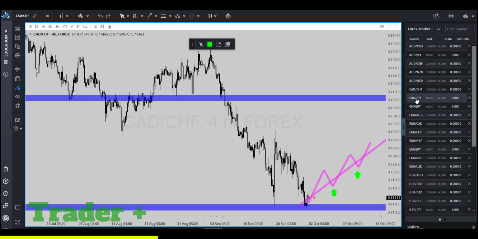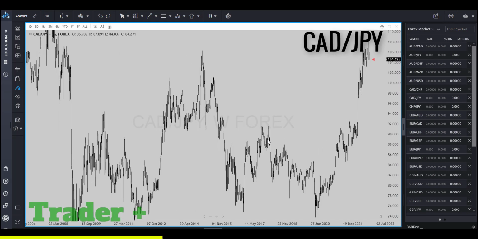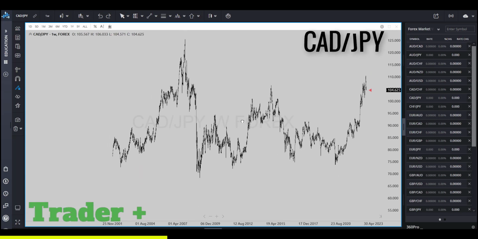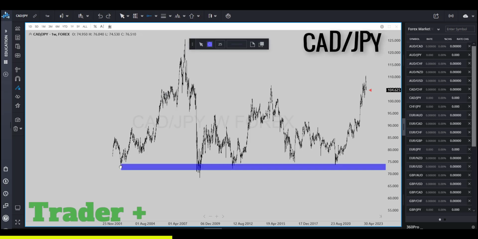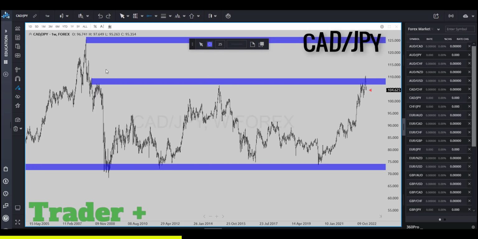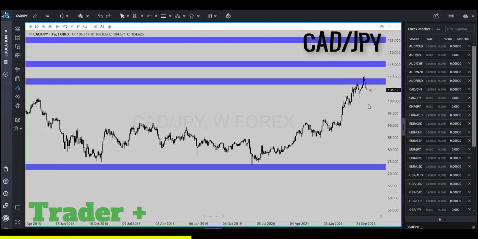Next pair would be the CADJPY. Let me start with the weekly. On the weekly CADJPY, again, we see this market ranging. Now the bottom range is a bit more established on this one, where we have a zone, but the top, we tend to have this market fluctuating around this area here, but we do have a high outside here and another high at this level here. So we have this market at an area right now where this market can potentially reject. It seems to have U-turned already.